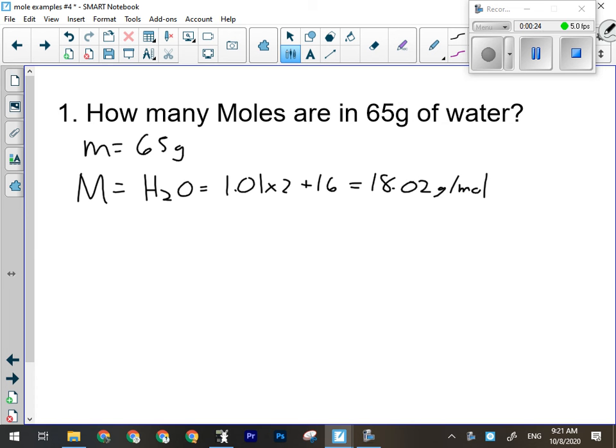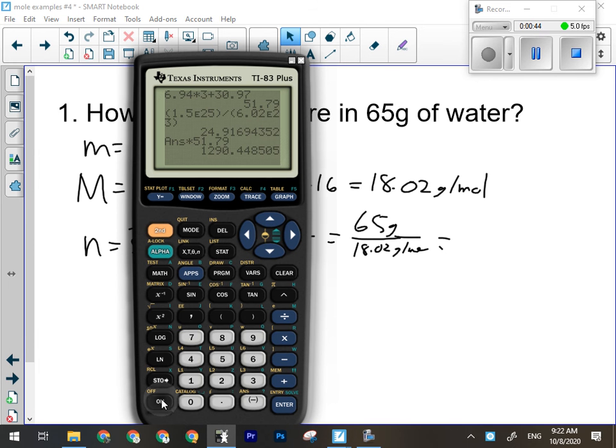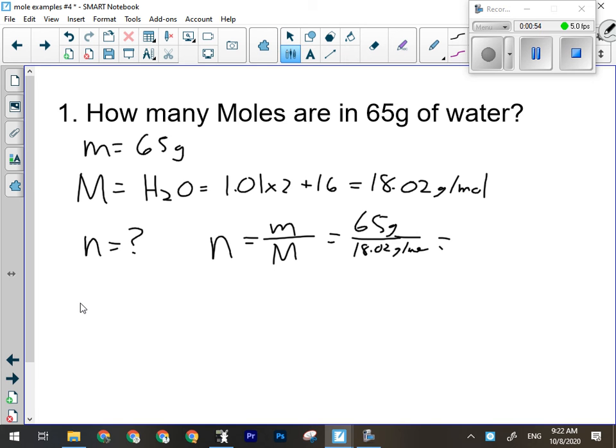Okay, so I know mass, I know molar mass, and I'm looking for the number of moles, which means I don't have to manipulate the equation. I just plug in mass over molar mass. That will give me my 65 grams divided by my 18.02 grams per mole. 65 divided by 18.02. All right, so we got 3.61 moles. Everybody all right with that one?